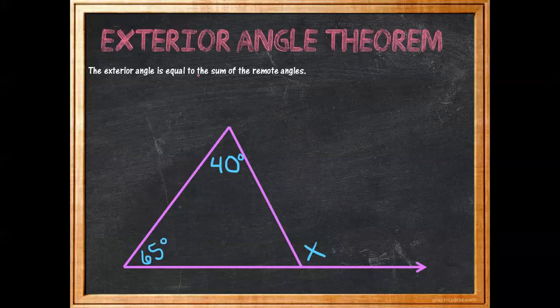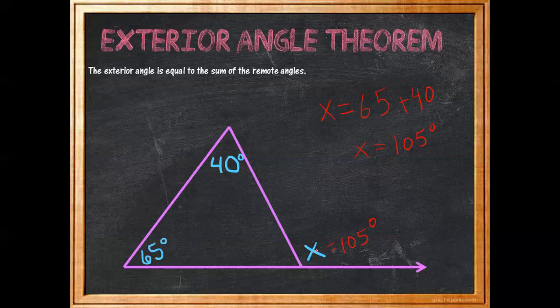The exterior angle theorem says that the exterior angle is equal to the sum of the remote angles. So what that's saying is that x is equal to the two remote angles, which in this case are 65 and 40. So x is equal to 65 plus 40. So x would equal 105 degrees.